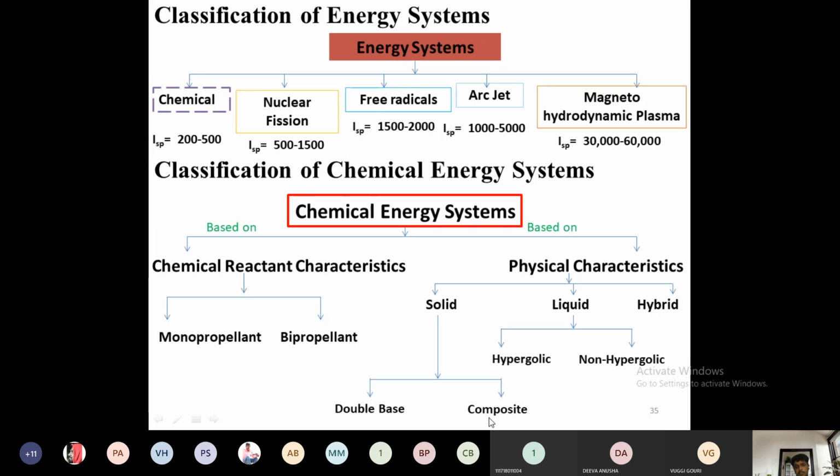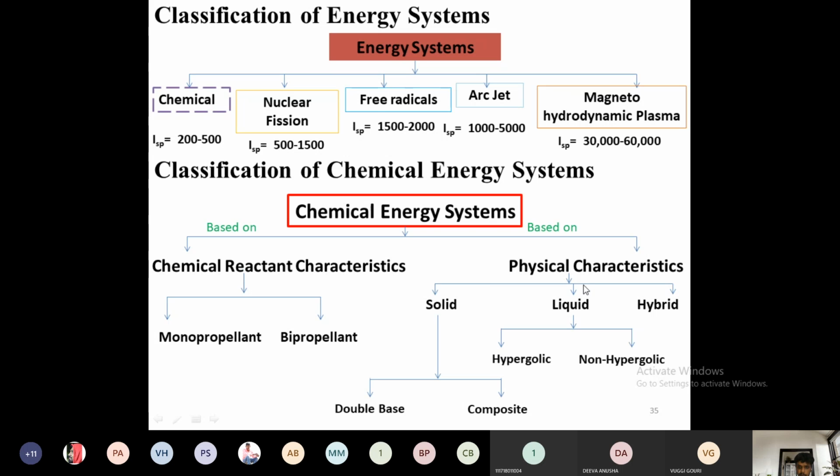With some additives, a composite propellant is nothing but a combination of a fuel, some synthetic rubbers and some plasticizers. Some additives we will add into it in order to get better combustion characteristics.